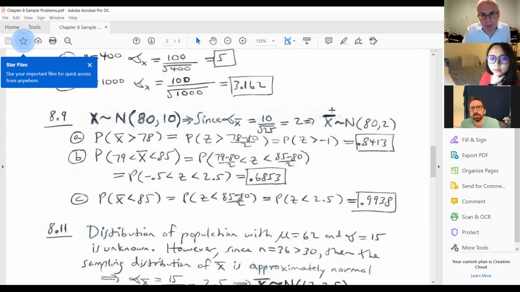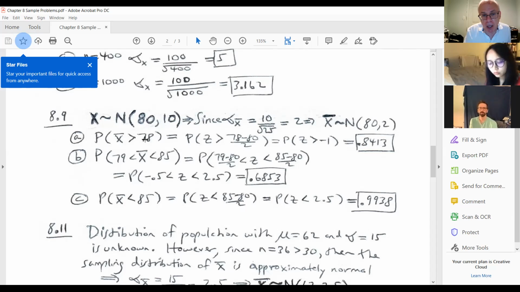This here represents what? A sample of size 25 of these people. We're selecting 25 people from that population. What if we don't know their scores? What's the probability that the average for that sample is at least 78? The average score of those 25 students is at least 78. That's what this question's asking.